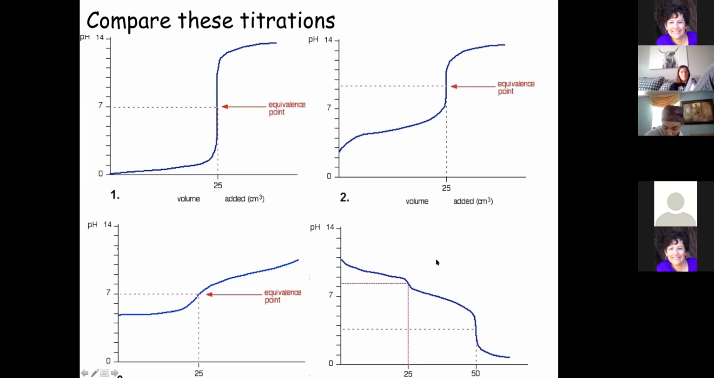So this is still going to be a weak base right here, but it's got small, steep changes at the equivalence points. That region is a small region compared to the one at number 1. So this is still a weak base, but I'm titrating this weak base with an acid. I'm finishing up at the end of my titration at pH 1.